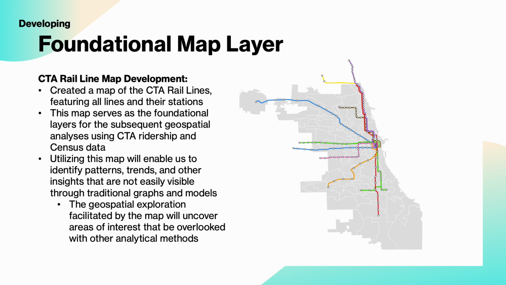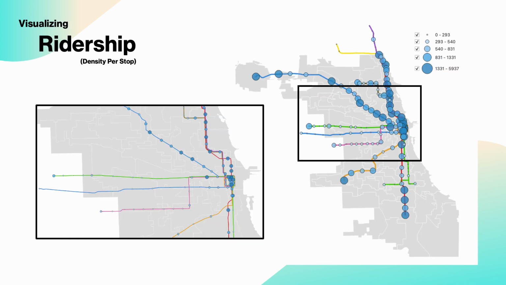Ultimately, this is to aid in identifying patterns or trends or other insights that may not be as easily visible through traditional graphs or models. So here we have ridership data visualized geospatially, and this is done by average ridership in terms of density per stop. That's why you see some circles are larger than others. The larger circles are for more dense ridership stations compared to the smaller circles.